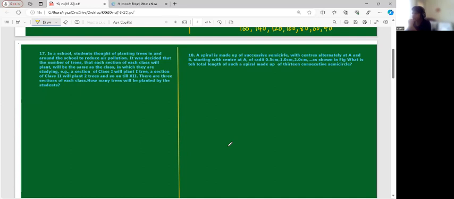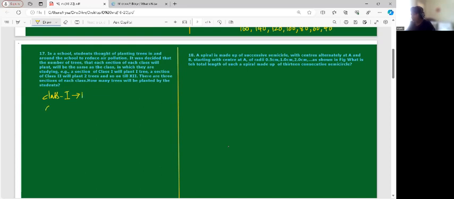It was decided that the number of trees that... I will roughly explain the question to you. What happened here? Students decided to plant trees in and around the school. So what is the planning here? Each section of each class will plant trees equal to the class number. Class 1: if class 1 students are there, they should plant 1 tree.